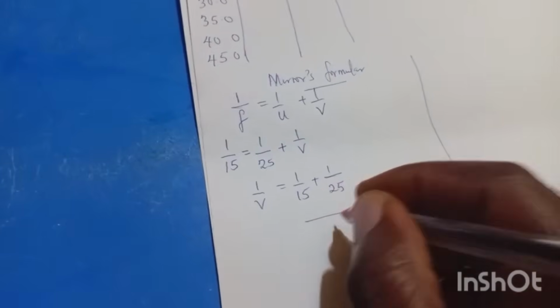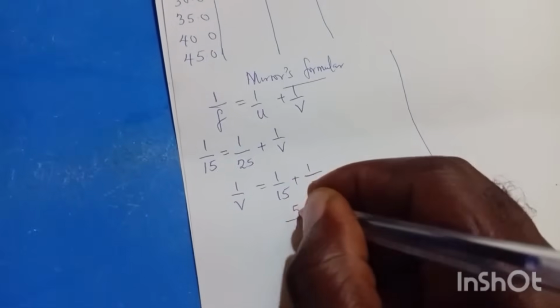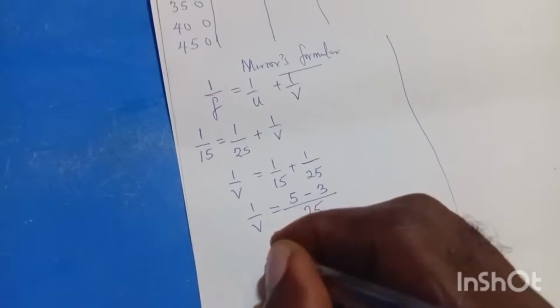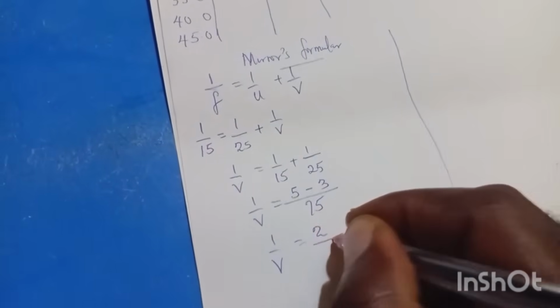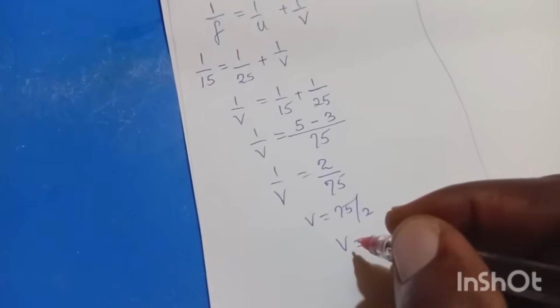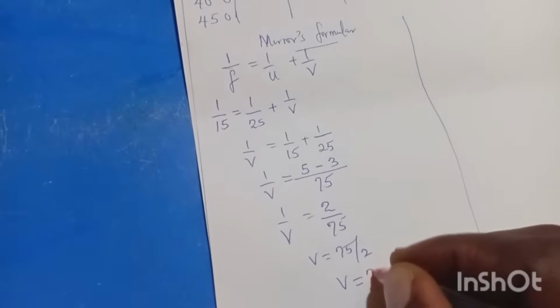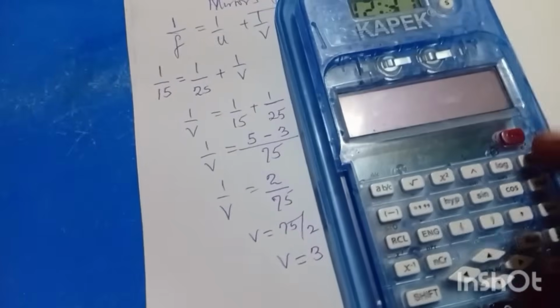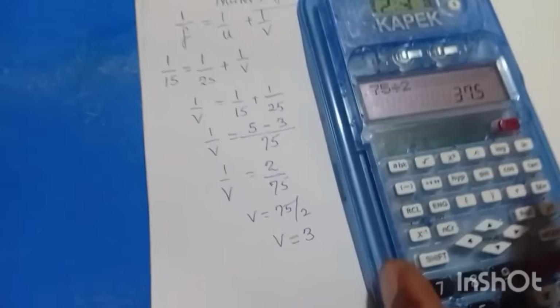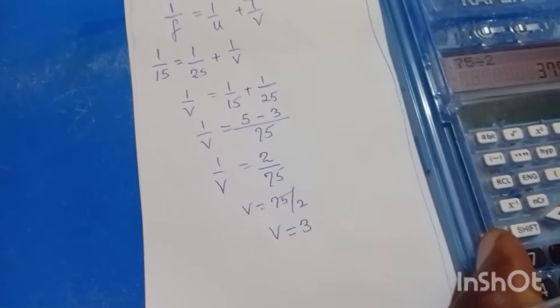The LCM of this is 75. 15 goes into 75 how many times? That should be 5 times. And 25 goes in 3 times, which means my first answer is coming up gradually. I'll have 2 over 75. We turn it upside down: v equals 75 over 2, and with my calculator, v will be equal to... let's take it together. 75 divided by 2 will be 37.5.